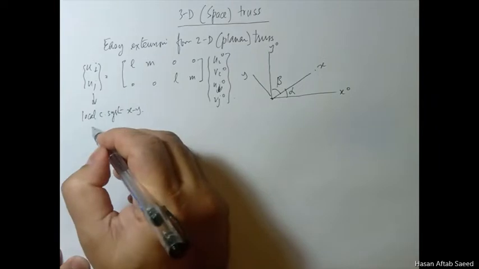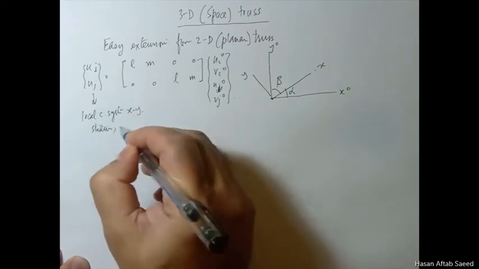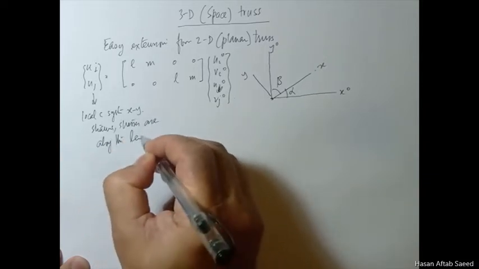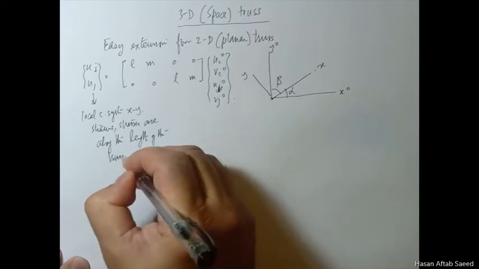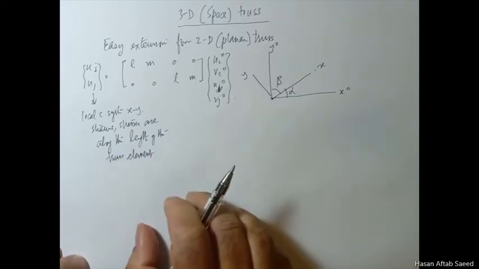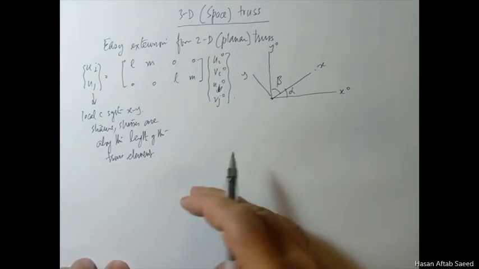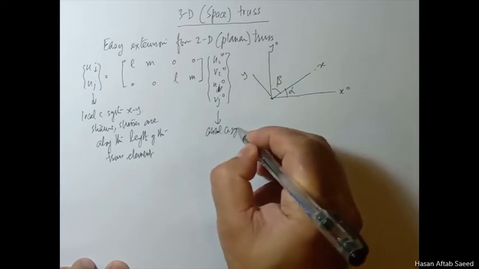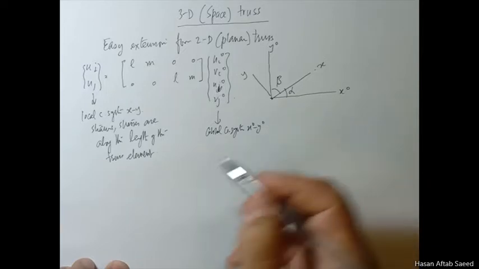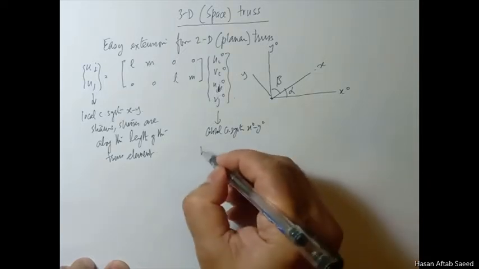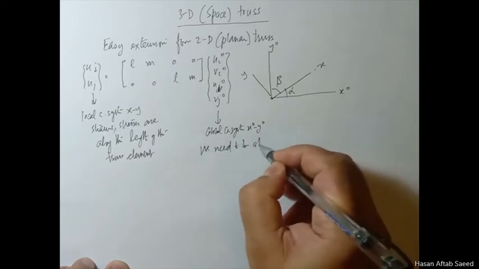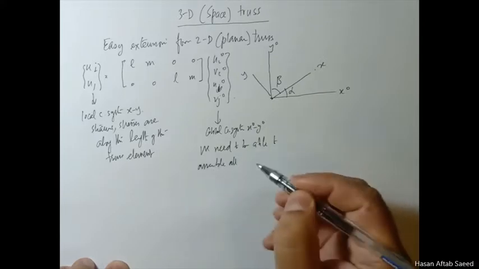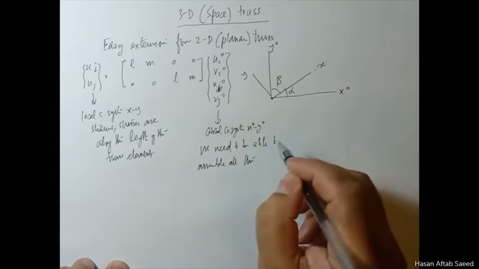This is needed because the strains and stresses are along the length of the truss element. And these are the global coordinates, the coordinate system x naught, y naught. These are needed because we need to be able to assemble all the elements.